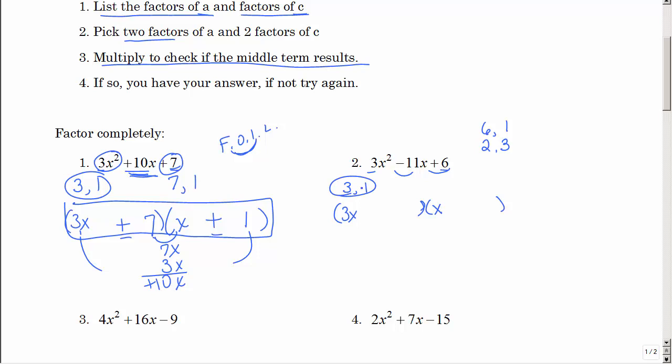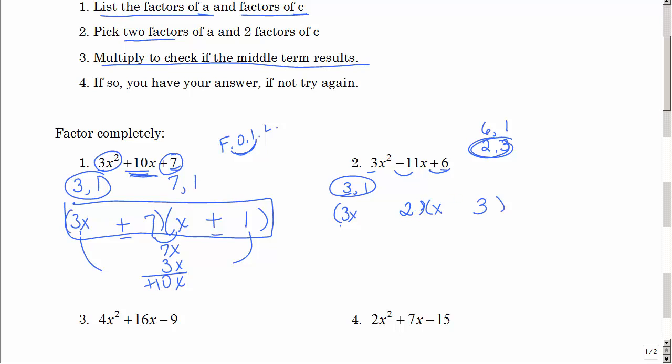Now this is where my job comes in, to help you make good choices. Usually I start with the smaller numbers. And here's another huge hint. You can never put in a number into the parenthesis that has a common factor. Meaning I could not put a 3 with a 3 because they have a common factor of 3. So I know if 2 and 3 works, the 3 has to go here and the 2 has to go there.